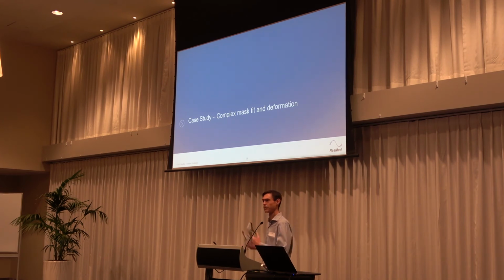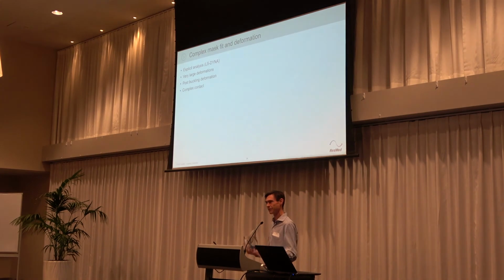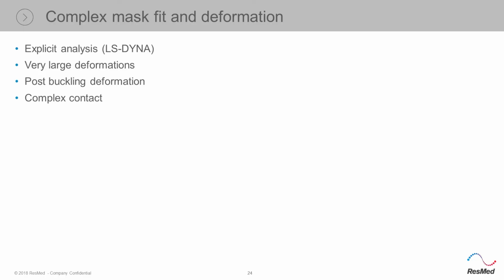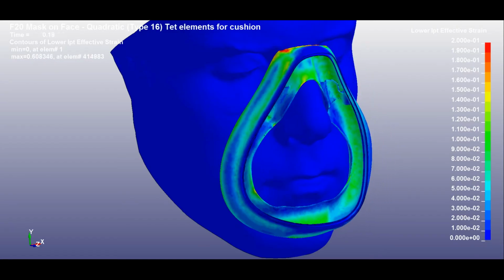So we need to do a lot of work to make our masks comfortable. A lot of that comes down to the shape and the fit. If we don't fit well, they can leak, they can leave red marks and so on. So a big effort goes into making really comfortable masks. And one of the tools that we can use for this is some finite element analysis to look at the interface between the mask and the face.